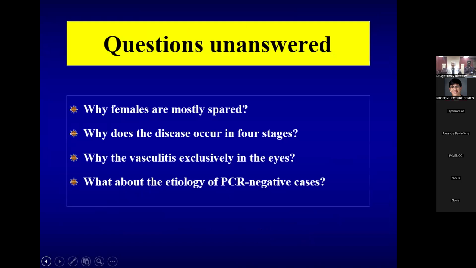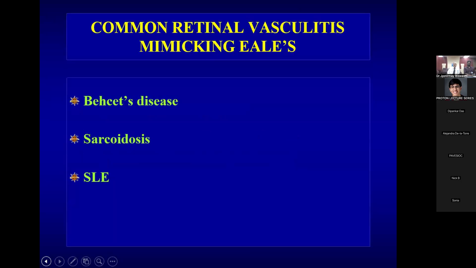What we couldn't answer is why females are mostly spared, with only 19% of patients being female. Why does the disease occur in 4 stages: inflammation, ischemia, neovascularization, and fibrovascular proliferation? Why is the vasculitis exclusively in the eye? What about the etiology of PCR-negative cases, where other mycobacteria could be responsible for Eales disease?